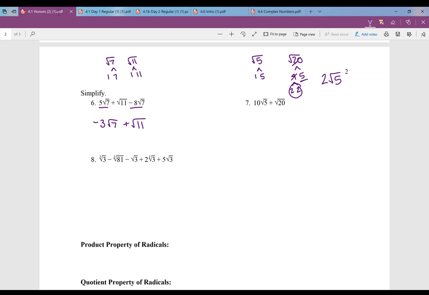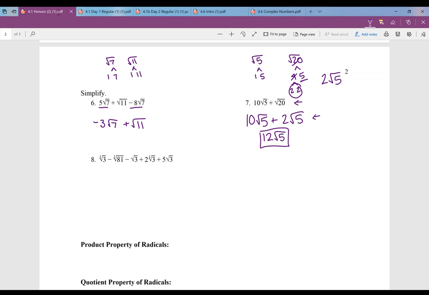The 5 is still under the root. So really, we have 10 root 5 plus 2 root 5. And 10 root 5 plus 2 root 5 is going to give us 12 root 5. This is why it's important to simplify, because if we don't, we can't combine root 5 and root 20, right? They're not the same. They're not like radicals. So we need to simplify so that we can check if we can combine anything.